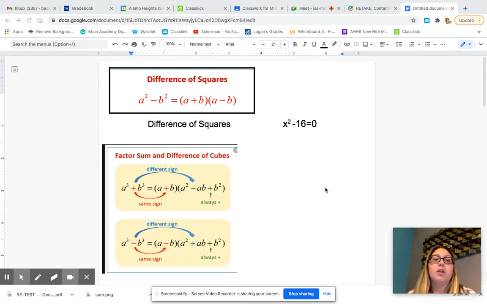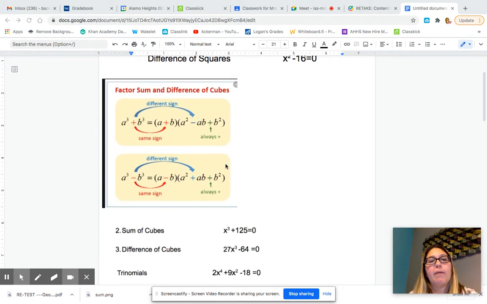The first one is difference of squares. Notice the problem has to be set up as some sort of number or variable squared minus another number or variable squared. The difference part is that it's going to be a subtraction in between, and we have to have some sort of squared with another squared, okay? So we're going to do a problem like that in a minute.